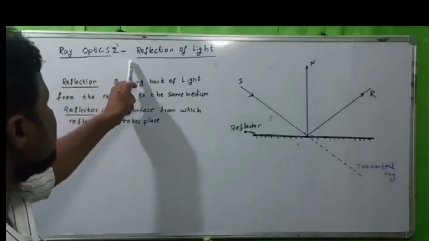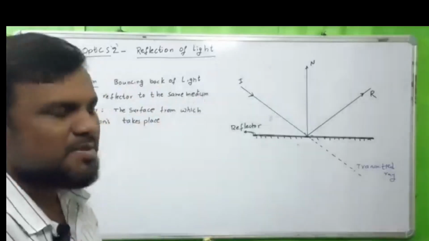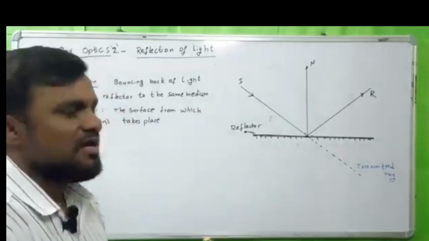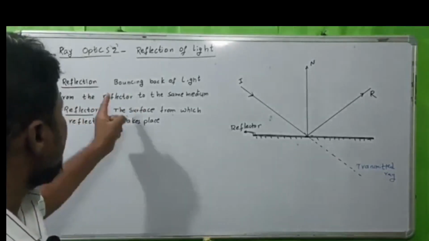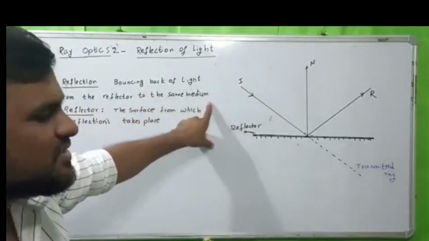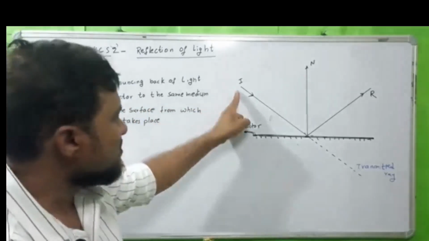I will discuss ray optics 2, reflection of light. In the previous video, we already discussed the definition of reflection. I will start from here. Bouncing back of light from the reflector to the same medium is nothing but reflection of light.